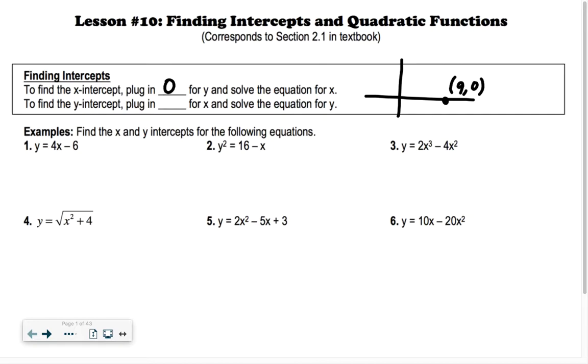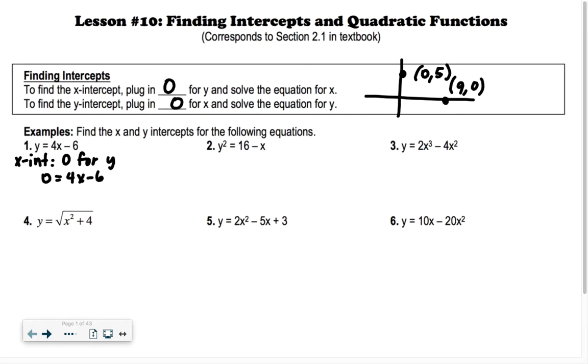For the x-intercept I plug in 0 for y, and for the y-intercept I plug in 0 for x, because a point like (0, 5) has an x value of 0. So it says find the x and y-intercepts for the following equations. If I want to find an x-intercept, I plug in 0 for y. So I get 0 equals 4x minus 6, and I can solve that out.